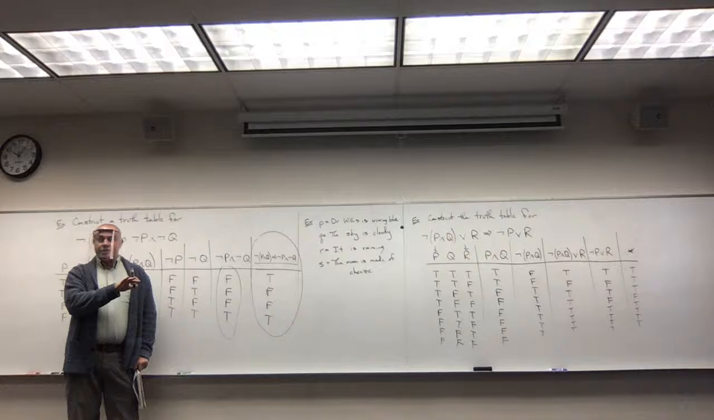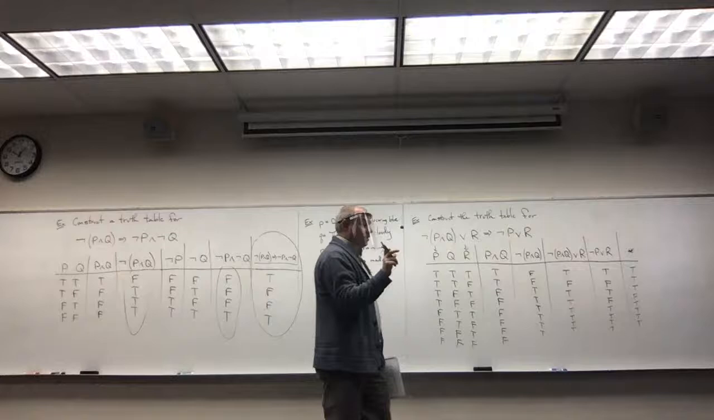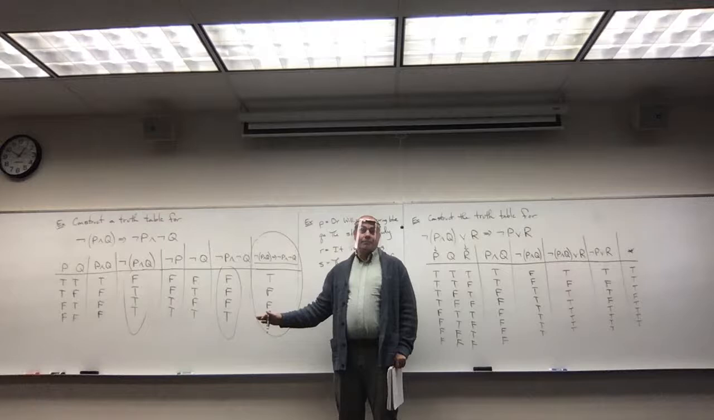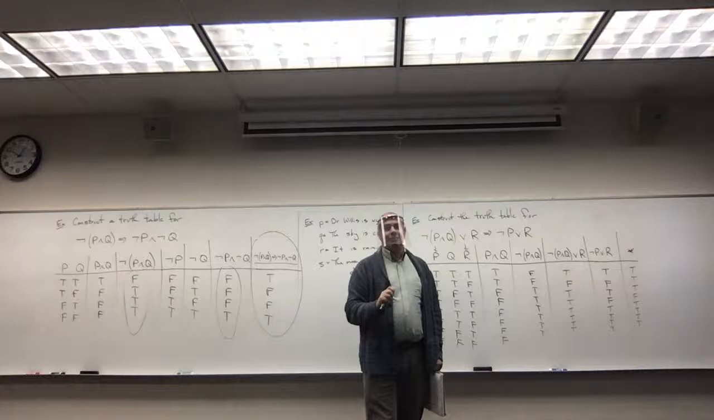So if you find two statements that have the same truth values in their truth table column, then they are logically equivalent statements. We'll write all this down in just a minute, but you made me jump ahead. It's okay. But it's a good question.